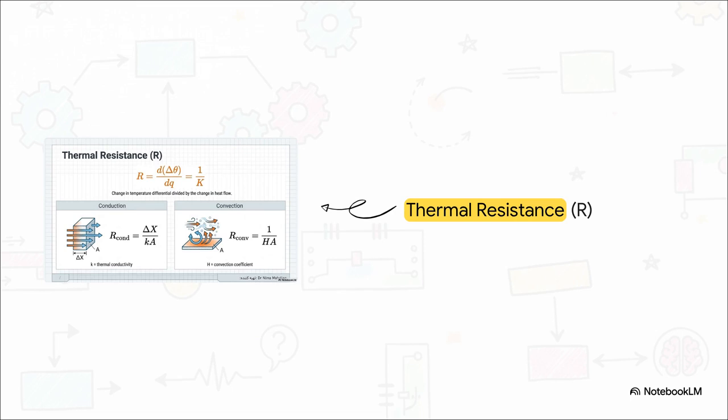And that brings us to our first major parameter, thermal resistance, or R. Simply put, resistance is the change in temperature differential divided by the change in heat flow. It's the inverse of our constant, so R equals 1 over K. But keep in mind, the geometry of your system totally changes how you calculate this. For conduction, say through a solid block, resistance relies on the thickness, delta X, divided by the material's thermal conductivity and surface area. But for convection, like wind blowing over a plate, it's simply 1 over the convection coefficient times the area. The physical mechanisms differ, yeah, but they both give us that absolutely crucial value, R.